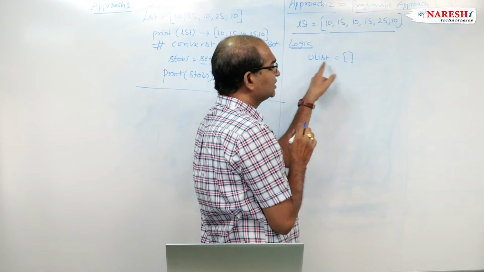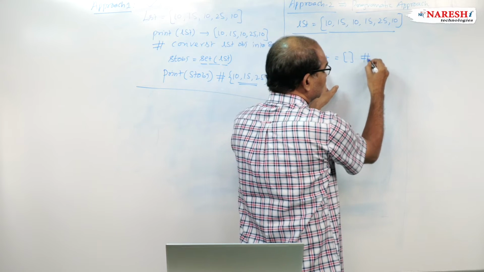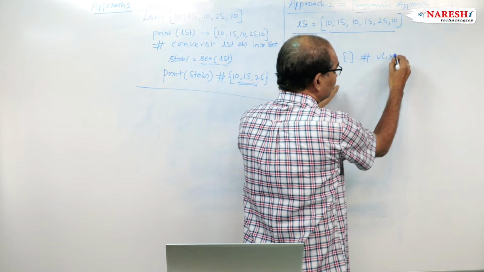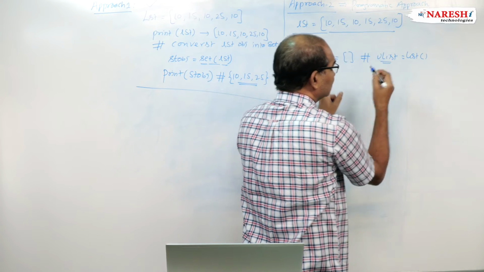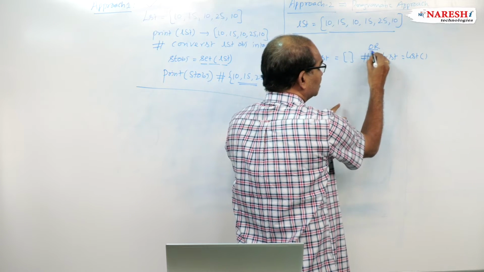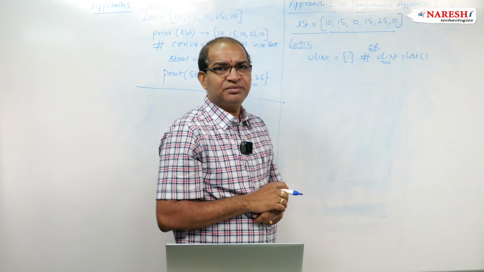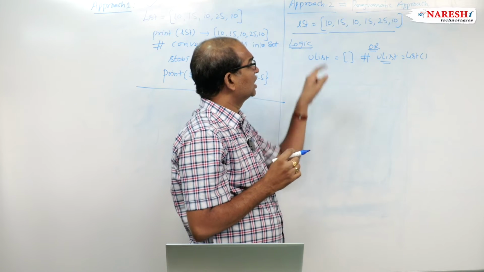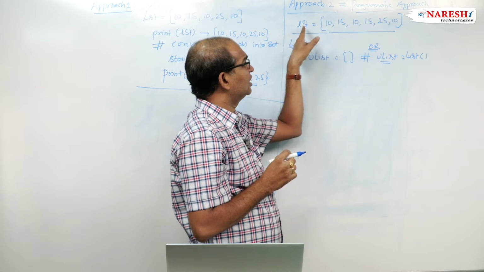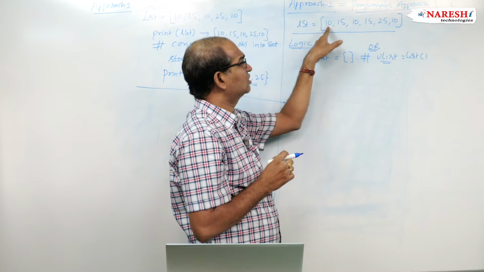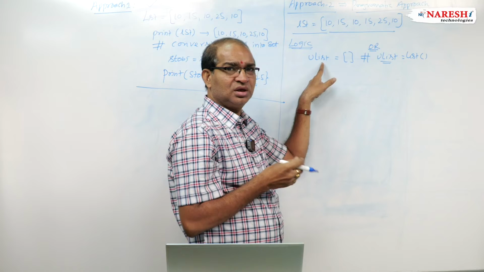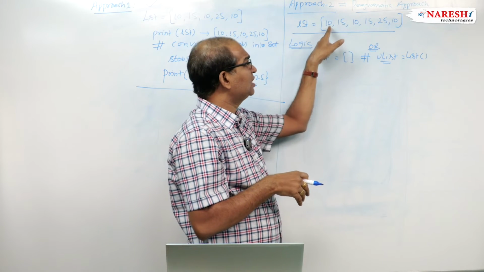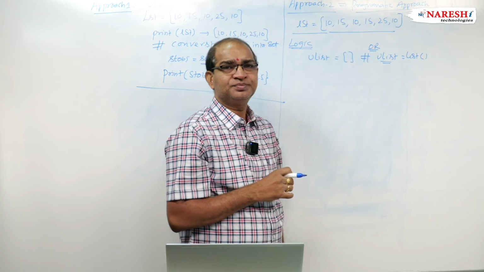You can also write this as uList is equal to list of. Both of them are the same; you can use any one. Then next, I will take the first element of LST. I will check whether this first element is present in uList or not. If it is not, append this 10 to uList.